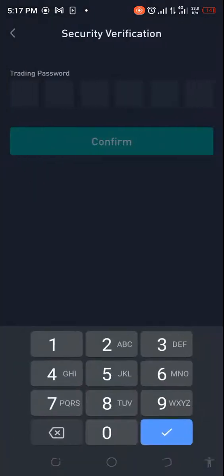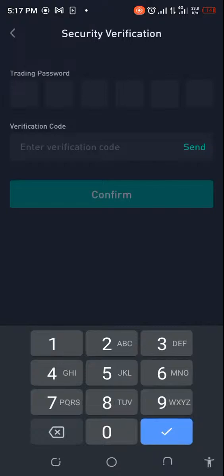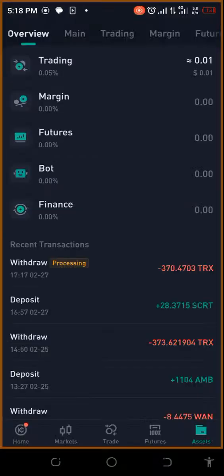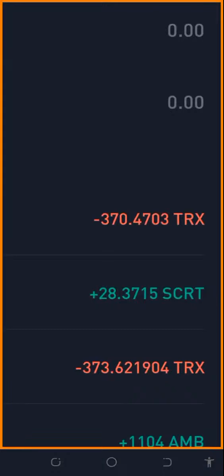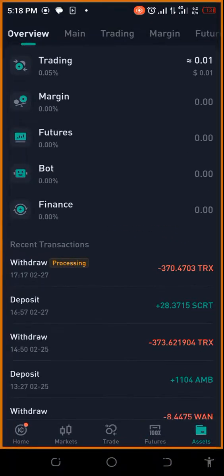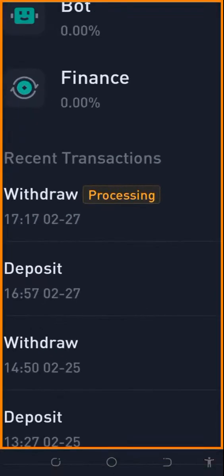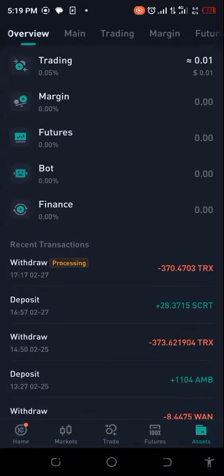Yeah, we're putting all the verifications in and we'll be back. Okay, so currently it's processing. As you can see, it's processing. So let's just hope it doesn't take too much time, and let's hope by the time we get over to Binance, the price will be favorable.